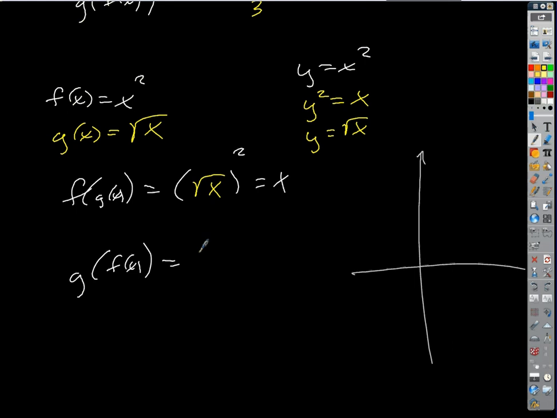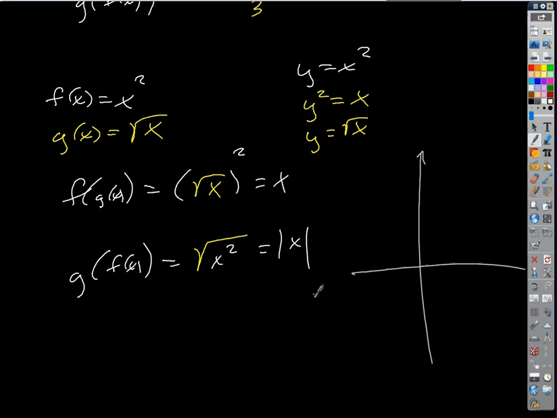Square root of x squared, and what's that? No, no, just x. Not absolute value. Absolute value of x. So are f of x equals x squared and g of x equals the square root of x inverse functions? No, they're not.